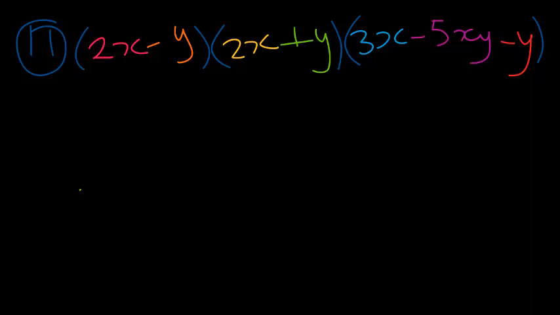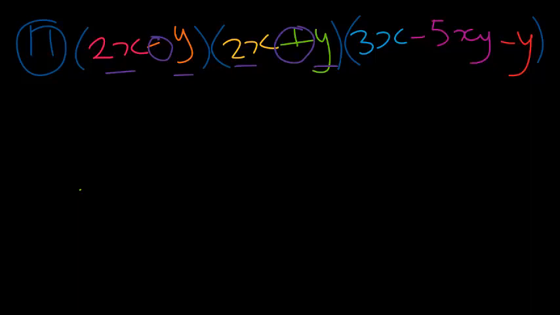Question 11 says 2x minus y multiplied by 2x plus y multiplied by 3x squared minus 5xy minus y. So what you need to notice in this question is that we've got three brackets, and the first and the second bracket are a special combination of brackets. Notice that the first terms are the same and the second terms are the same, and the difference is that I've got a plus and I've got a minus.